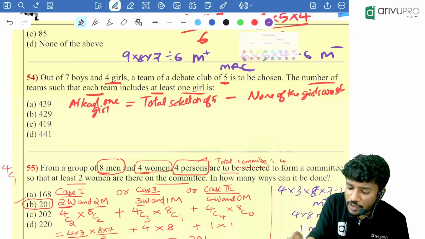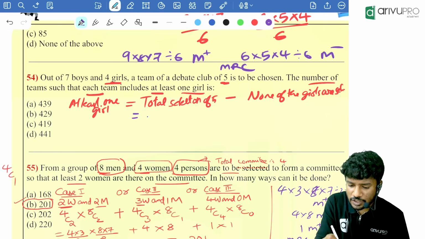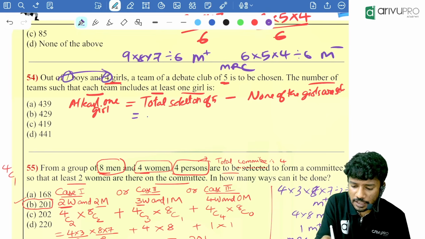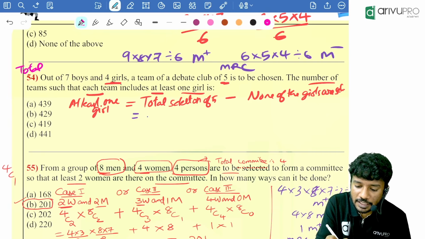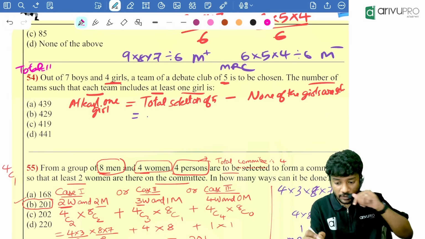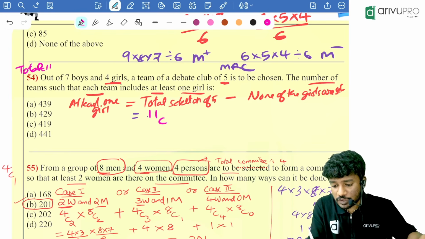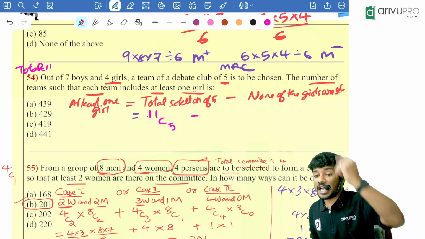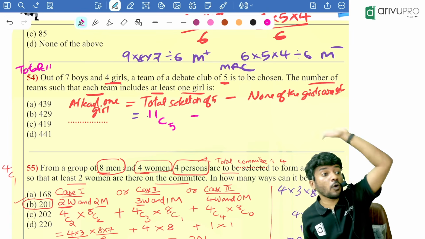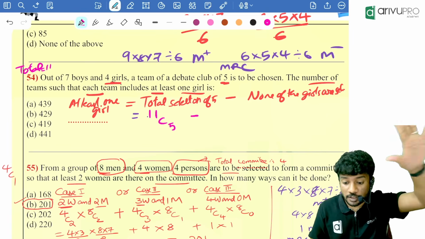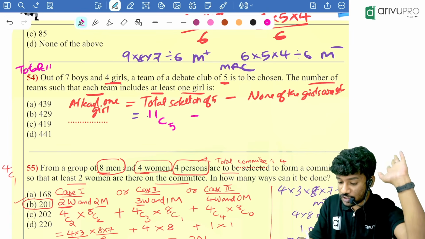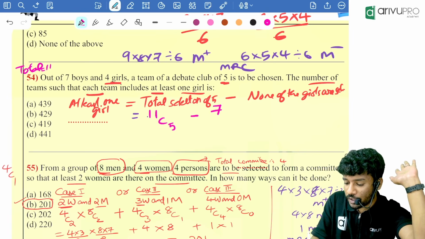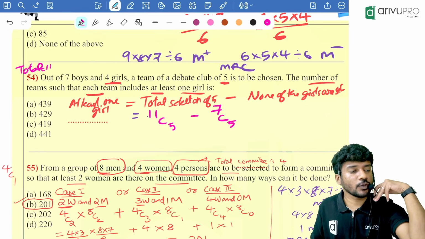Now, can anyone tell me the total selection? In total, how many people are there? Total 11 are there. From 11, I am choosing 5. 11C5 minus none of the girls are selected, which means all the selected 5 people are boys. How many boys are there? From 7 boys, I am choosing 5 boys. Are you getting the point?